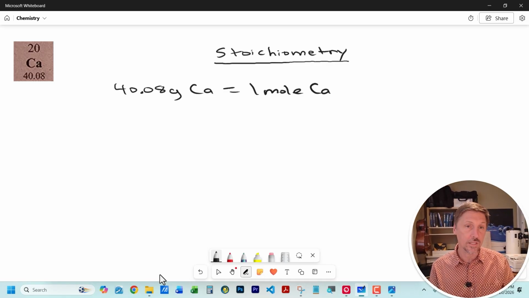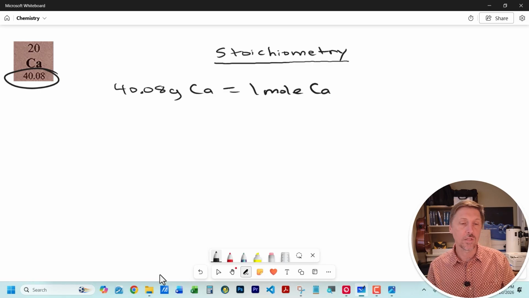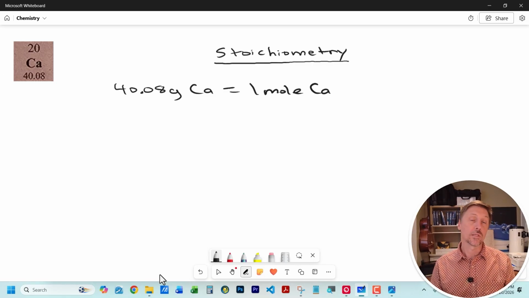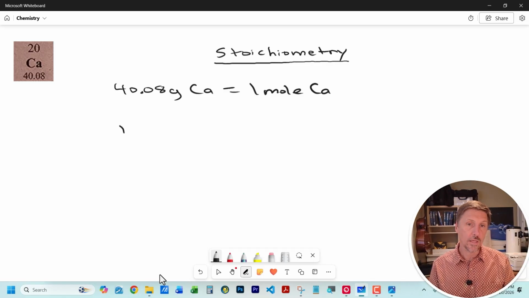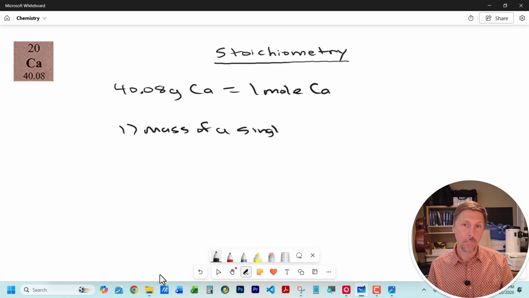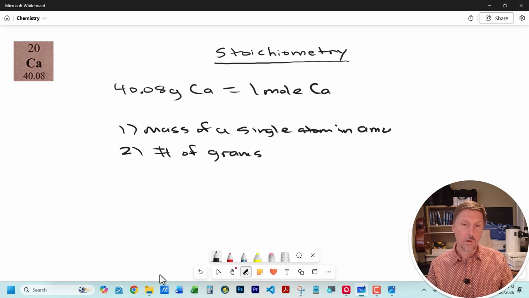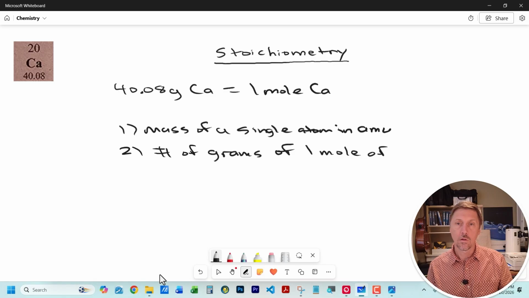40.08 grams. And so that means that the number underneath the chemical symbol for the substance on the periodic table not only refers to the mass of a single atom in AMUs, but that number underneath has a second meaning, and it is the number of grams of 1 mole of that atom, right?